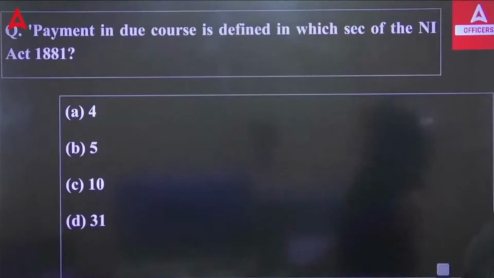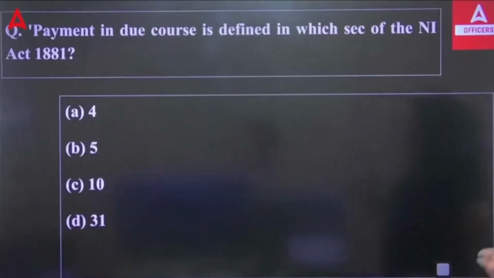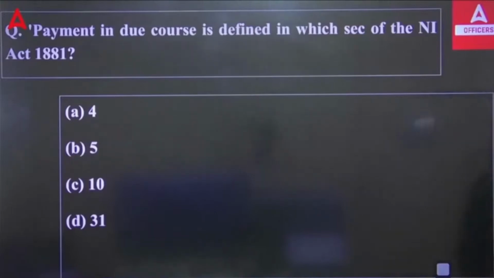When we talk about payment in due course, it means making the payment within the apparent tenor of the instrument, in good faith and without negligence, to any person in possession thereof under circumstances which do not afford a reasonable ground for believing that he is not entitled to receive payment of the amount therein mentioned. So payment in due course means simply payment in accordance with the apparent tenor.